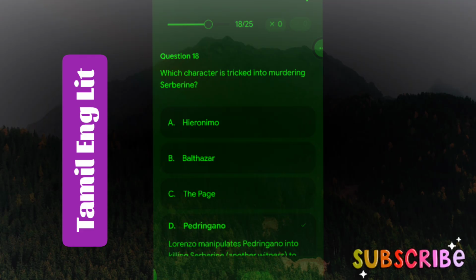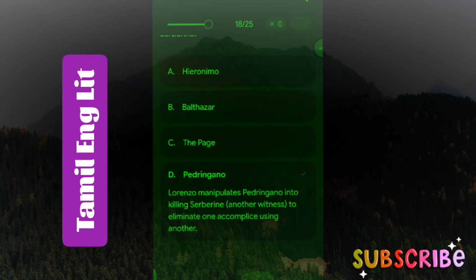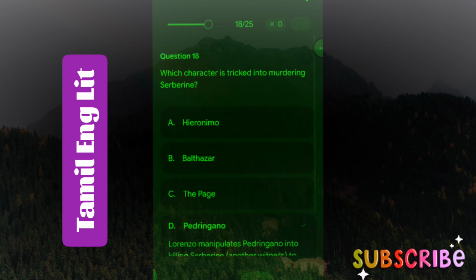Next question is, which character is tricked into murdering Serberine? Pedringano. Lorenzo manipulates Pedringano into killing Serberine, another witness, to eliminate one accomplice using another.